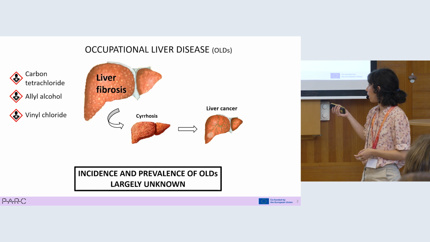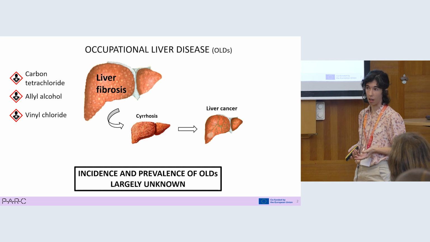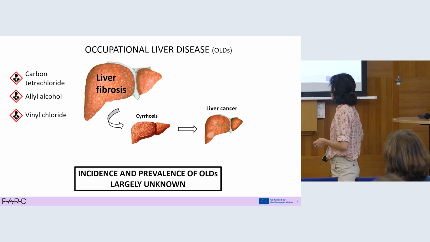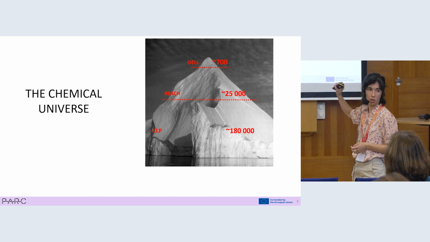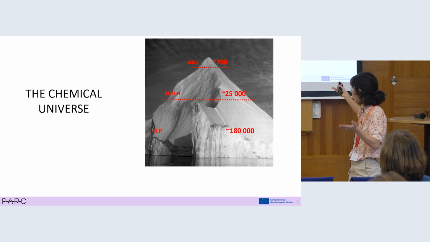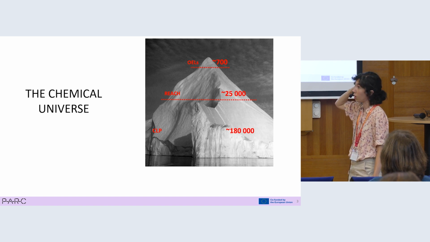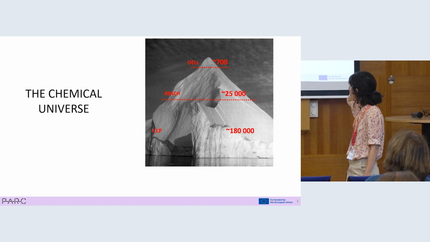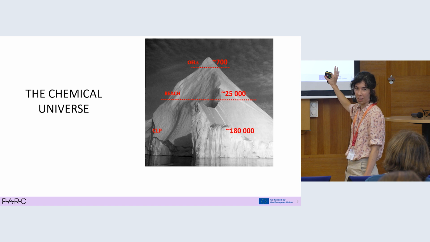However, there is a large gap in epidemiological data on occupational liver diseases. This is rather a critical knowledge gap. On the bottom of this picture, we have around 200,000 chemicals that are registered in the two major chemical regulations in Europe, namely REACH and CLP. And on the top, we see those chemicals, around 700, for which we have occupational exposure levels or limits. And this means that those chemicals up there are extensively characterized. We have a lot of toxicological information, but this is just the tip of the iceberg.